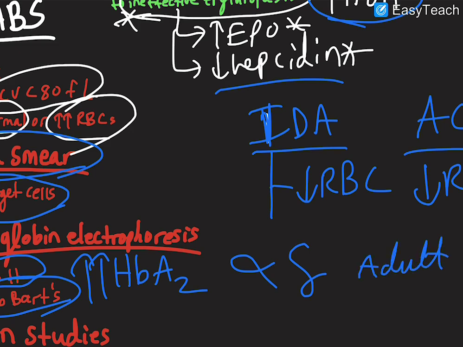So if someone has alpha thalassemia, they're not producing enough alpha chains, right? But if they're not producing enough alpha chains, then there's not enough alpha chains to combine with delta chains to form hemoglobin A2, right? So you're not going to have elevated hemoglobin A2 in alpha thalassemia.